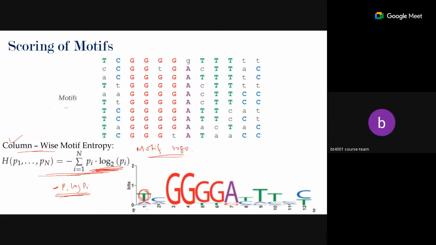according to whatever value comes. So what it means is at the first position, let's say p of C times log of p_C, whatever the value is, that will be the height of the C nucleotide at the first position. Then we have p_A times log of p_A.